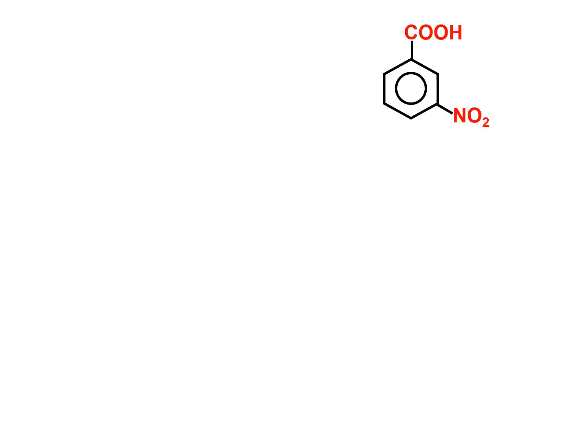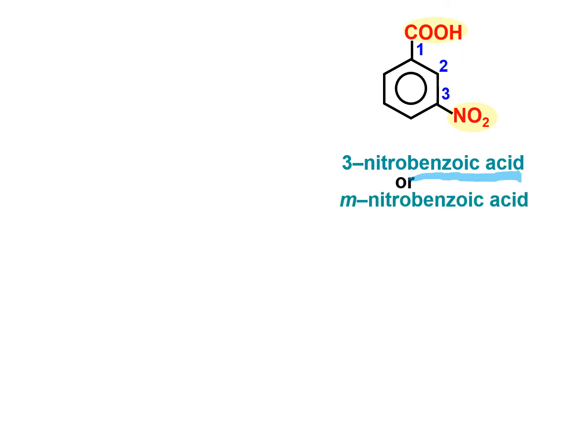For this example, we have benzene with COOH and NO2 groups. COOH has higher priority than NO2. Therefore, COOH is given number as carbon 1, followed by NO2 at carbon 3. The name becomes 3-nitrobenzoic acid. The parent name becomes benzoic acid because COOH is numbered as carbon 1. Or we also call this compound meta-nitrobenzoic acid.